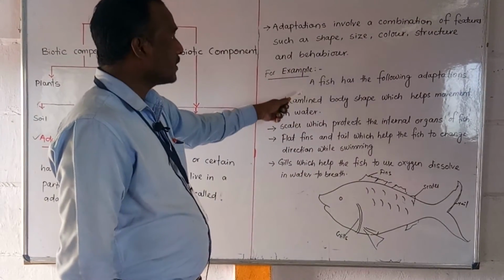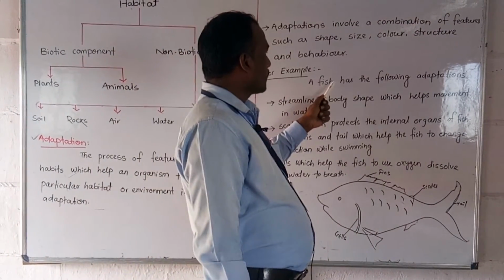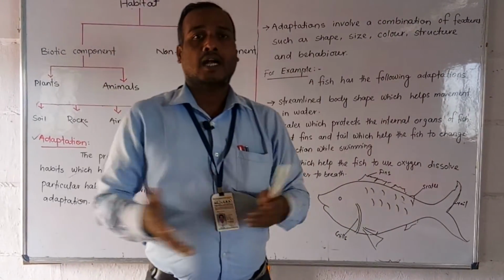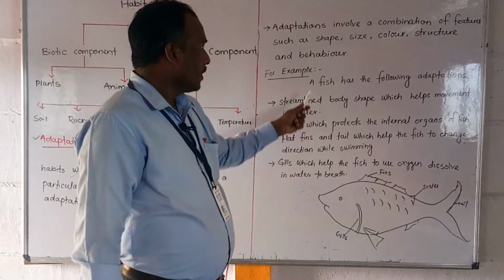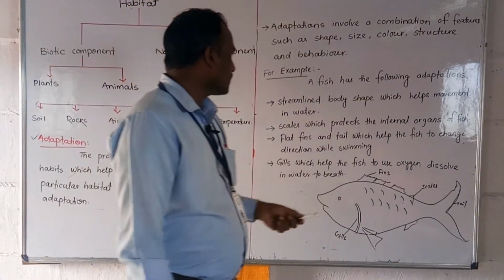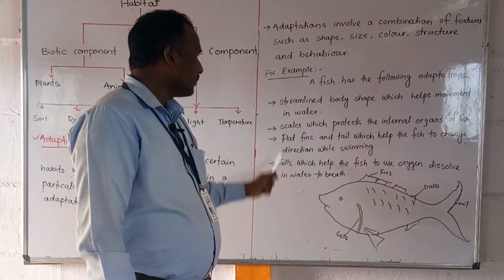For example, we can understand a fish. For fish, what is that fish adaptation? We can understand easily. A fish has the following adaptations. We will have to see that.